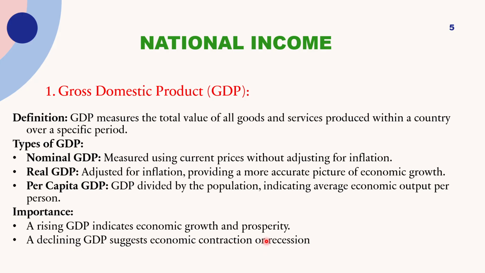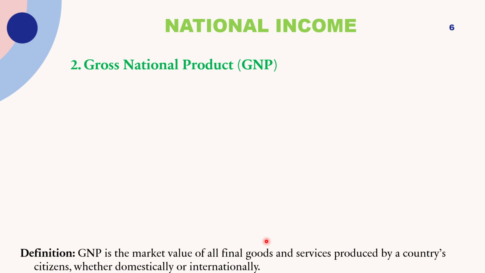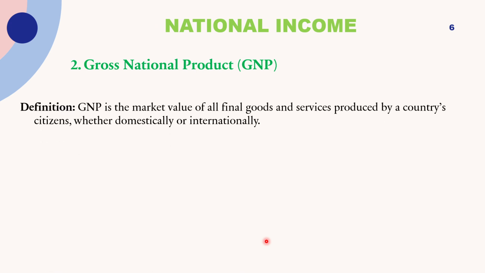Now we know about gross national product, which is known as GNP. What is GNP? GNP is the market value of all goods and services produced by a country's citizens, whether domestically or internationally.